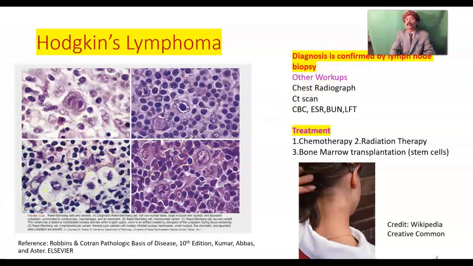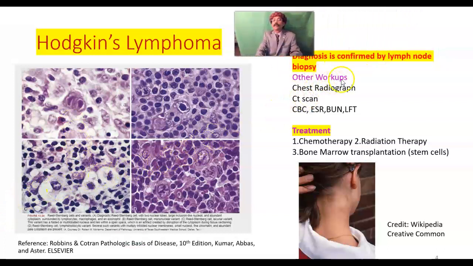Diagnosis is confirmed by lymph node biopsy. Sometimes we also need to take a bone marrow specimen to find the Reed-Sternberg cell, but lymph node biopsy is the gold standard. Other workup: chest radiograph, both views, and CT scan, computerized axial tomography. This should be a capital T, so CT scan.